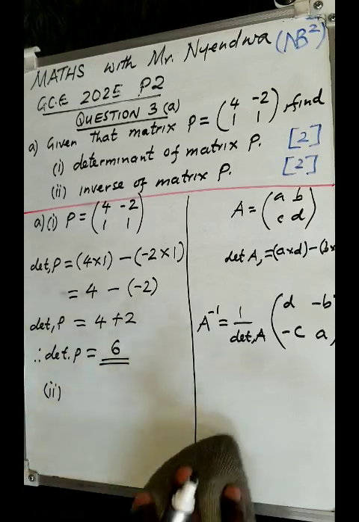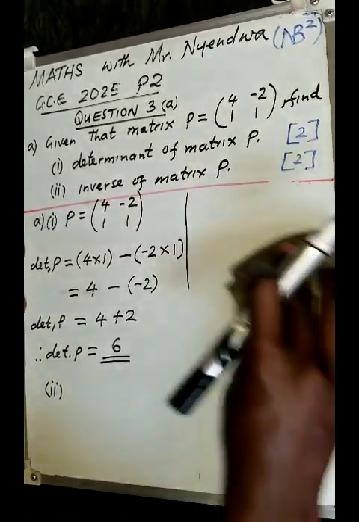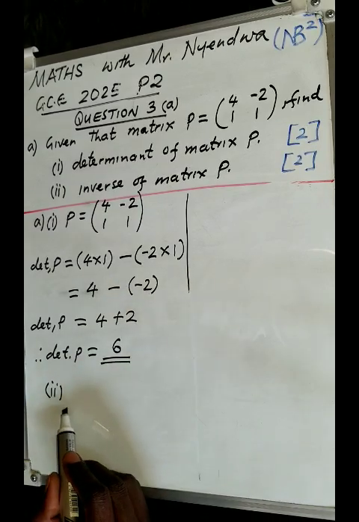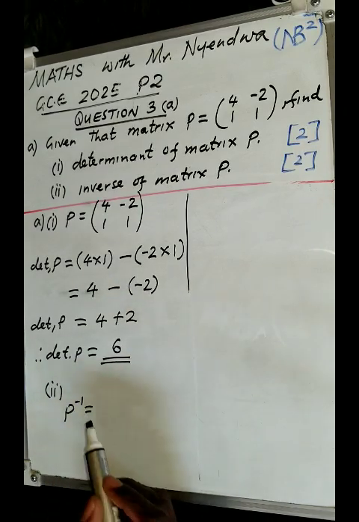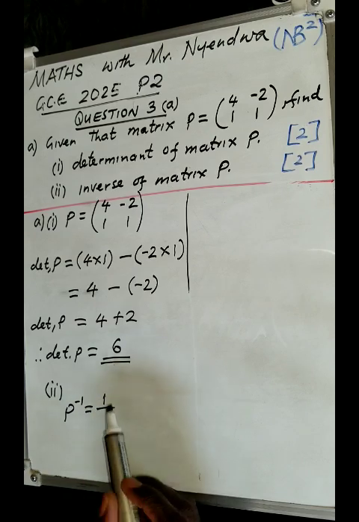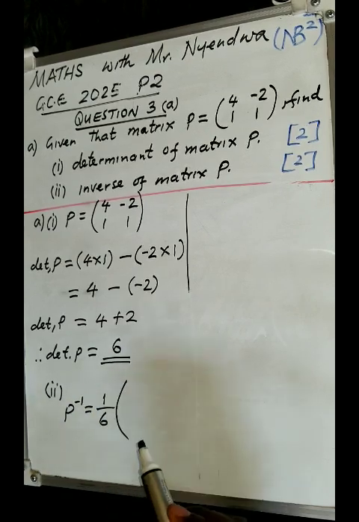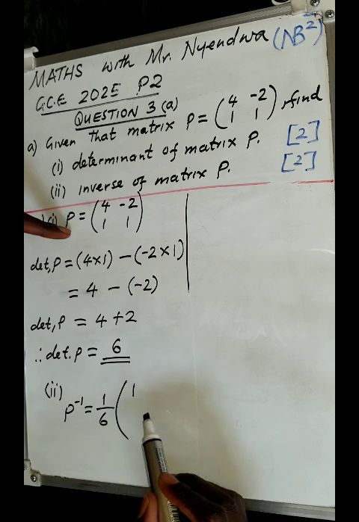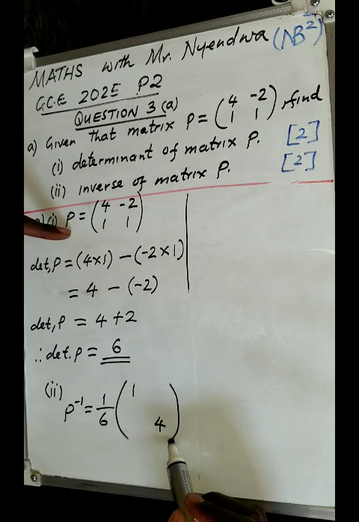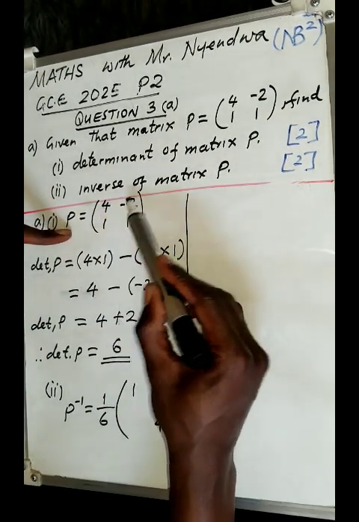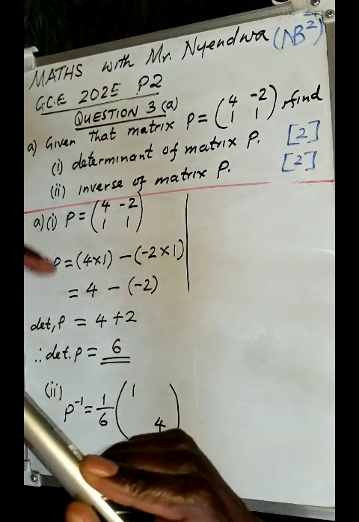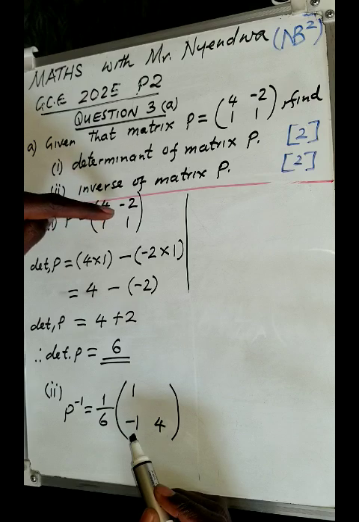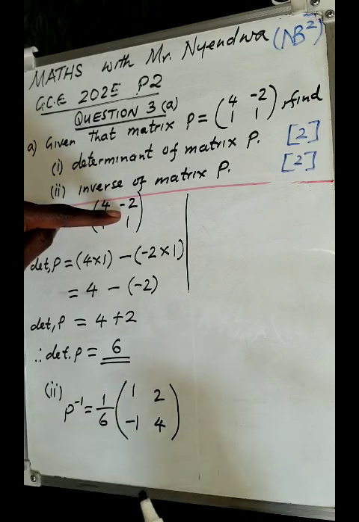So let me show you how you can go about it. I will clear up this section. I just wanted to give you an idea. Therefore, the inverse will be equal to 1 over the determinant, which is 6, times the matrix where you exchange the major diagonal, that will be 1 and 4, and you change the sign of the minor diagonal. This is positive, it will become negative. This is negative, it will become positive.